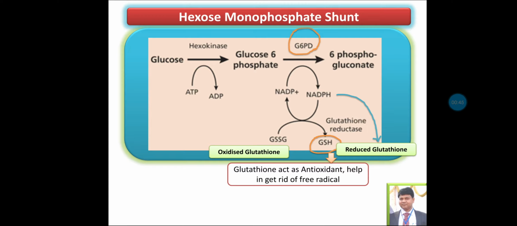During this conversion there is an involvement of the glucose 6 phosphate dehydrogenase enzyme, and simultaneously it also converts oxidized NADP to reduced NADP. This NADP is required for the conversion of oxidized glutathione into reduced glutathione, and this reduced glutathione works as an antioxidant. We will discuss these in the upcoming slides.